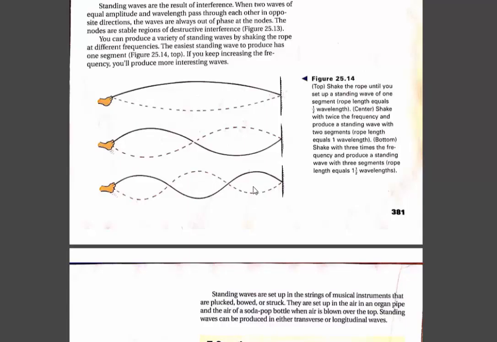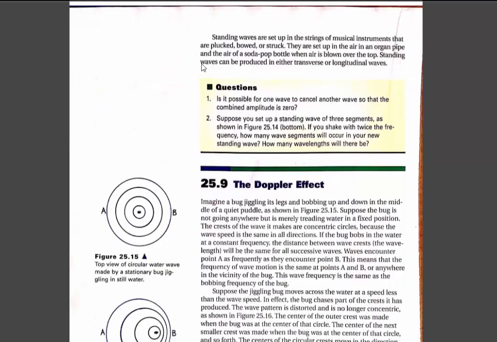Let's move on. Standing waves are set up in the strings of musical instruments that are plucked, bowed, or struck. They are set up in the air in an organ pipe and the air of a soda pop bottle when air is blown over the top. Standing waves can be produced in either transverse or longitudinal waves.